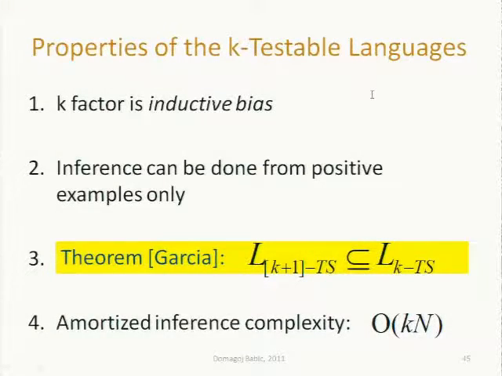The K factor, which is the size of that window, is inductive bias. And that helps us to actually do inference from positive examples. But that K factor is very important, because the smaller the K, the more abstract the state machines that you infer are going to be. So you can actually vary the trade-off between true positives and false positives by changing this k, and that's something that's very useful in practice. And that is actually due to a theorem by Garcia that the languages determined by a k+1 sized window are contained in languages that are determined by the k-size window.